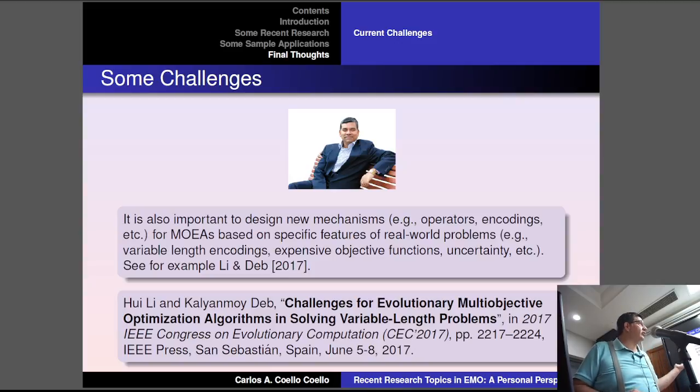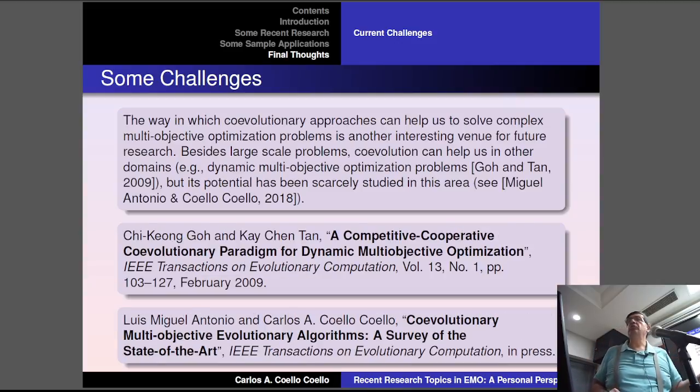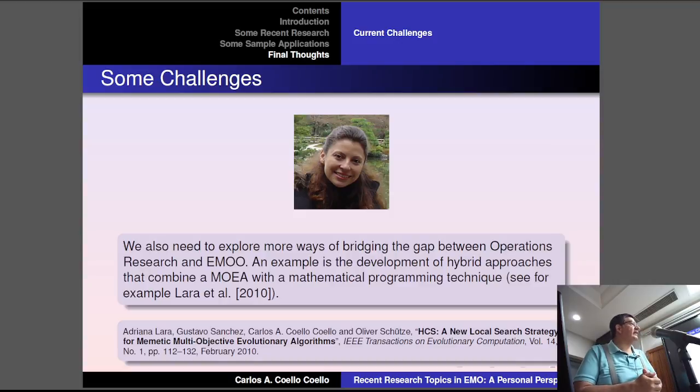Also, other topics such as coevolution. Coevolution exists in nature. It refers to the dependence of two populations. One population relies on the second one, and the second relies on the first. There is a dependence for survival. Also the hybrids between evolutionary algorithms and mathematical programming techniques, I believe, is an important area. Right now, not many people are working on this.